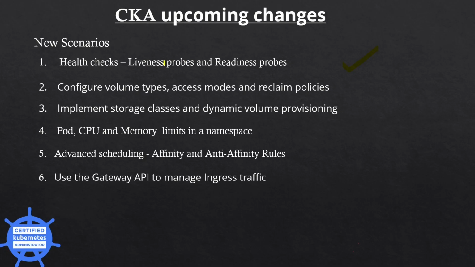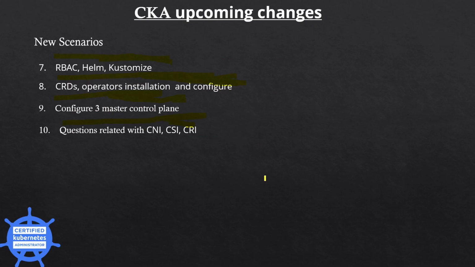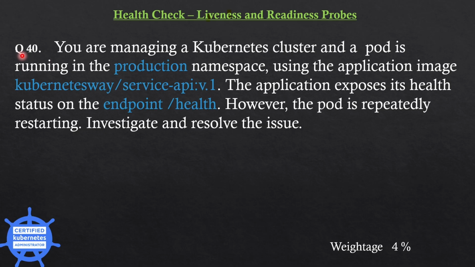Okay, these are the upcoming topics in this series, and in this video we will discuss the scenarios related to probes. The 40th question is: you are managing a Kubernetes cluster, and a pod is running in the production namespace, using the application image Kubernetesway/service API, version 0.1. The application exposes its health status on the endpoint /health. However, the pod is repeatedly restarting. Investigate and resolve the issue. Without further delay, let's go to the cluster.